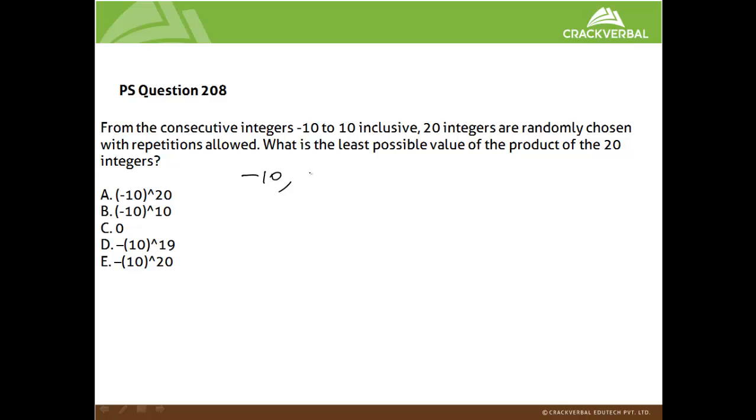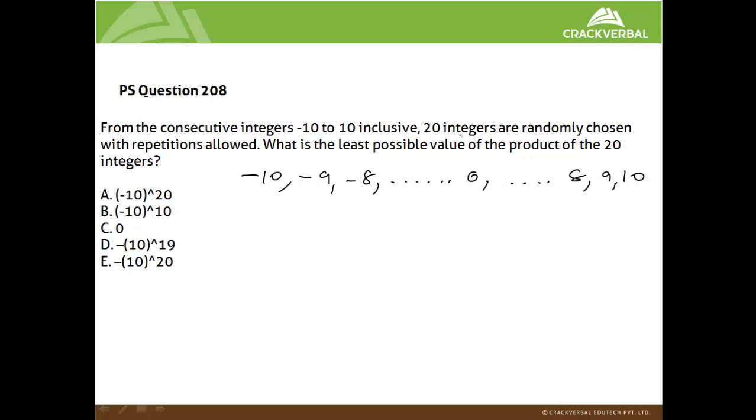Minus 10 to 10 both inclusive means minus 10, minus 9, minus 8, and it keeps going, because they say consecutive integers. So 0, then you will have 1, 2, 3, 4, then 8, 9, 10. So there are 21 integers in total: from minus 1 to minus 10, 1 to 10, that is 20, inclusive of 0, there are 21 integers.